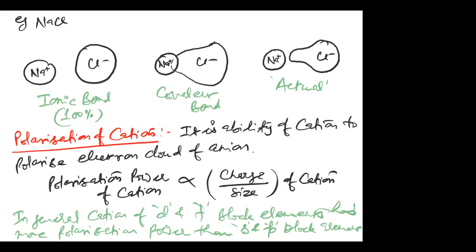So polarization power of cation is the ability of cation to polarize electron cloud of anion, and polarization power of cation is directly proportional to charge divided by size of cation.